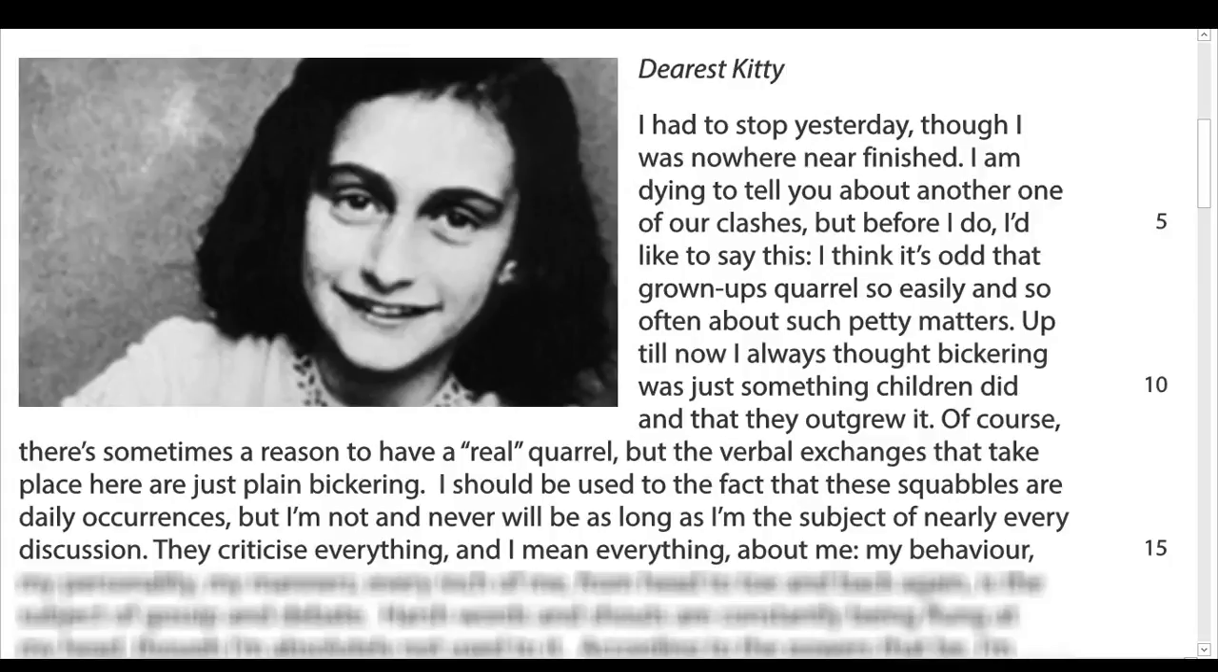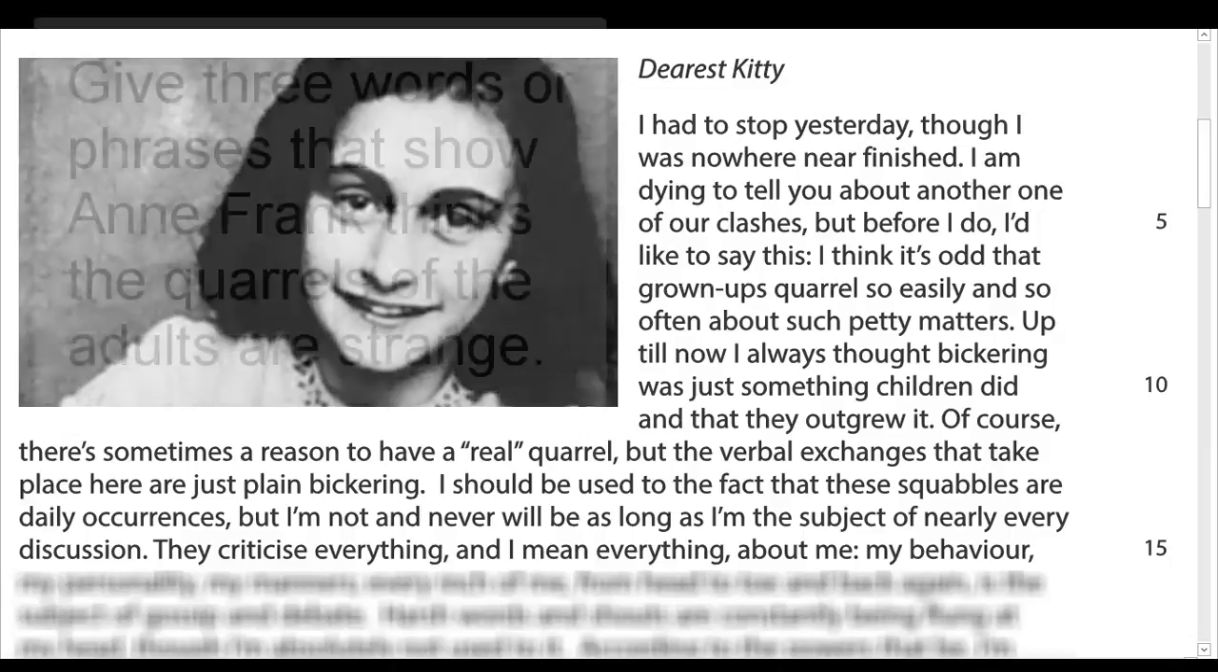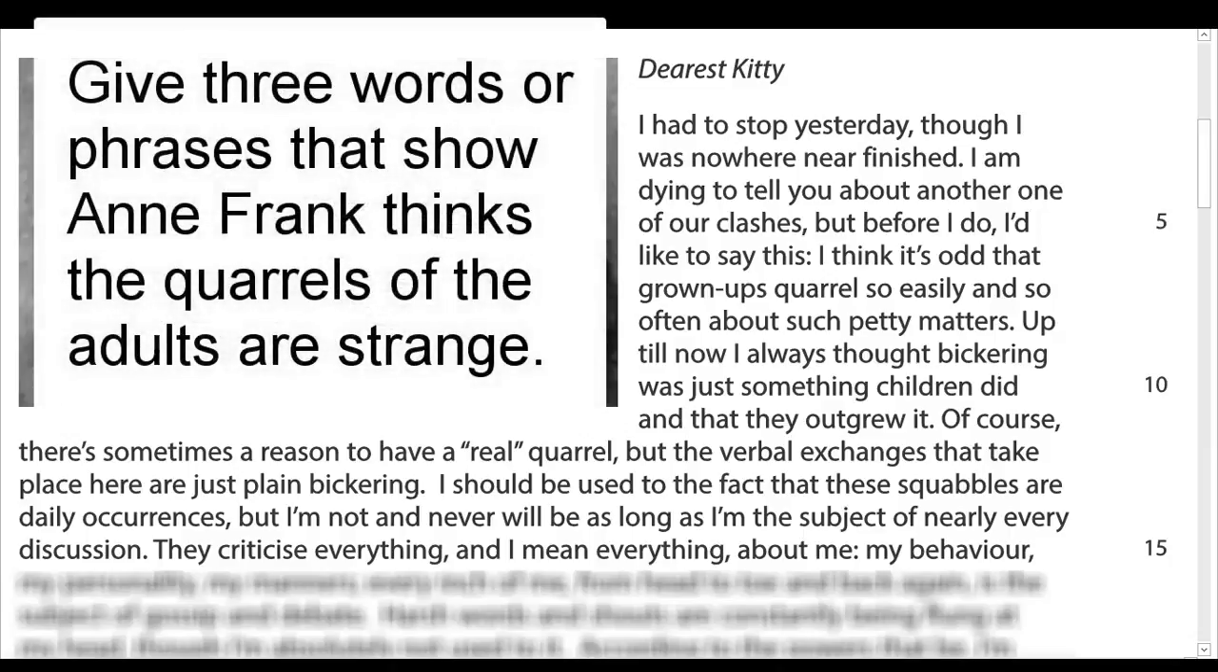Okay, so here we have lines 2 to 15. We are looking for 3 words or phrases that show that Anne Frank thinks that the quarrels the adults are having are strange. So we're not going to read every word. We are going to run our eye over this text and stop only at the words or the phrases that appear to be showing that she thinks that the quarrels are odd. So for the purposes of this lesson, the arrow is going to represent the eye scanning across the text, and then we'll stop when we come to the particular words or phrases.